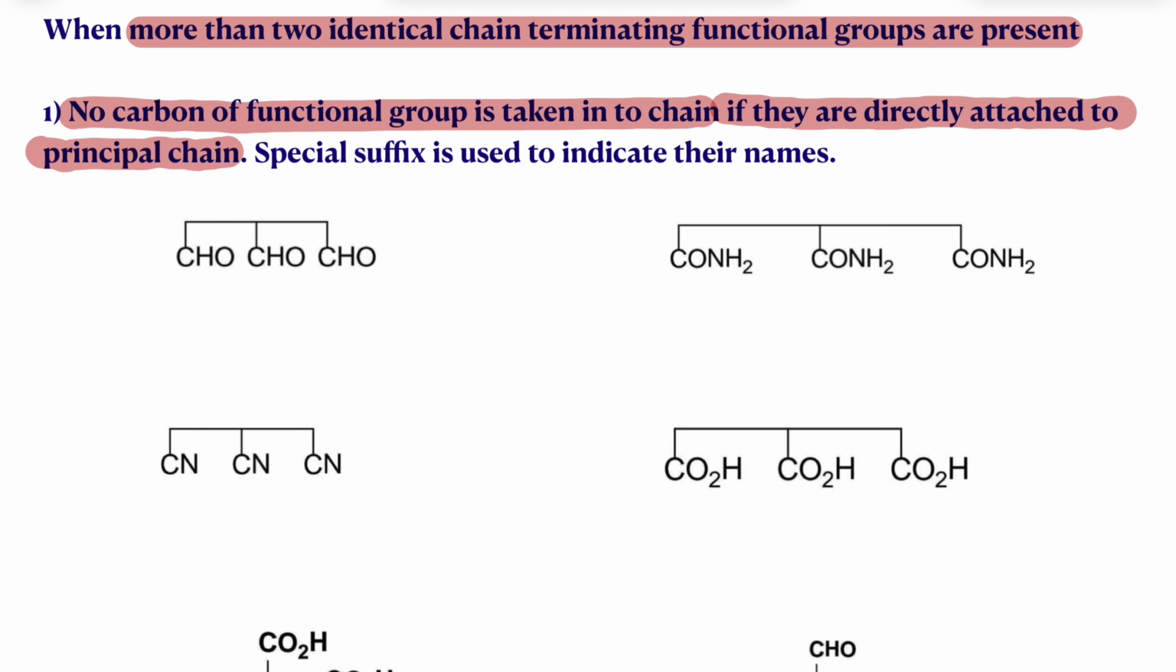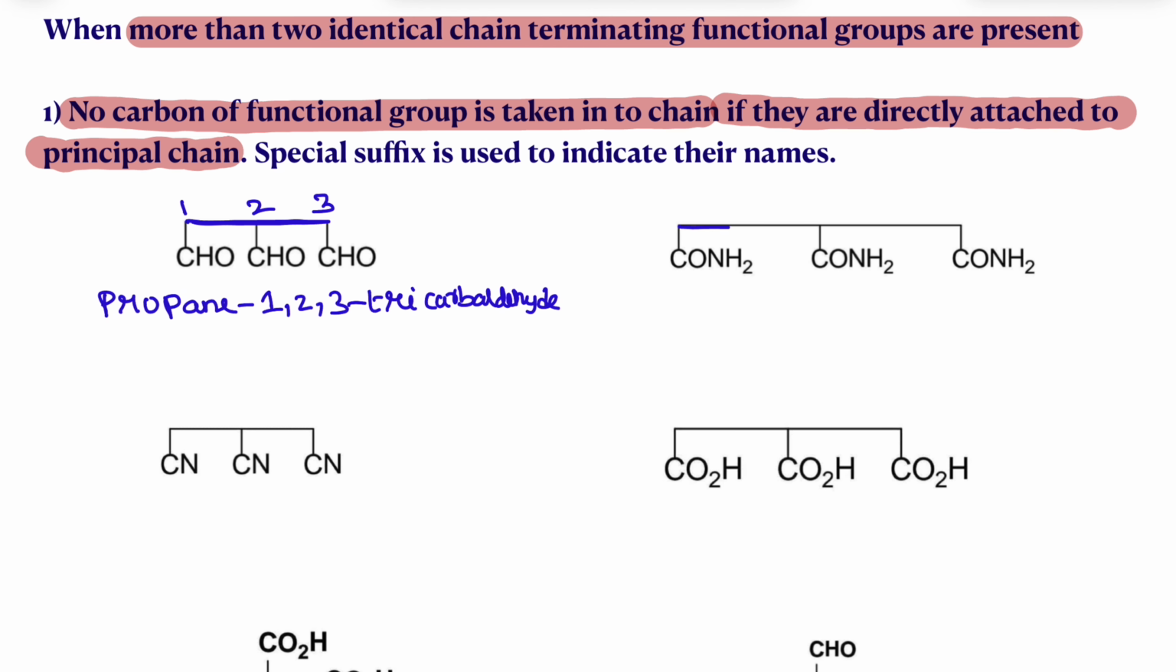Instead of explaining the rule again and again, let me apply the rule so that you will understand. Here this is the longest chain. You can give numbering either from the left side or the right side; the result will be the same. Now the root word is prop, ane, 1, 2, 3, tri carbaldehyde. So we have given equal preference to all three carbons of the aldehydes.